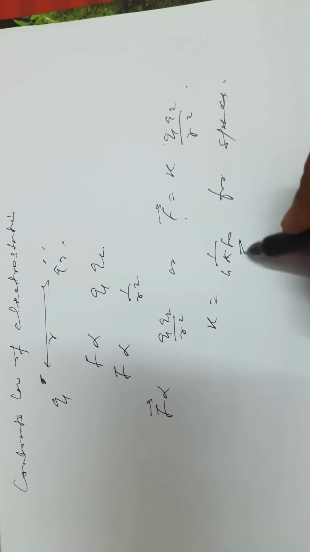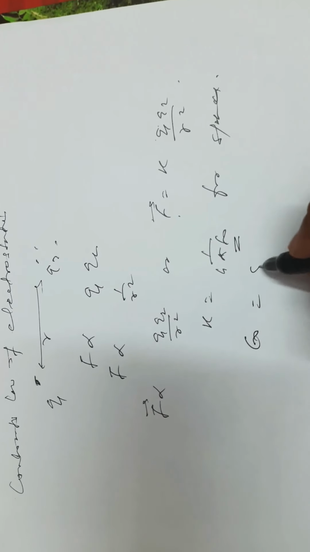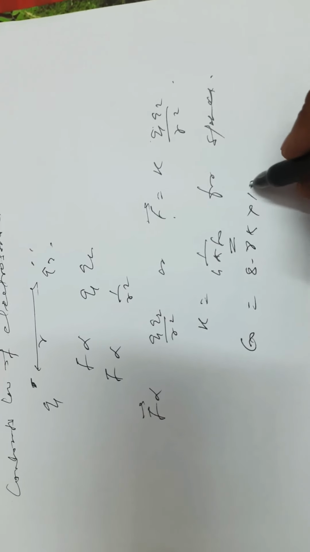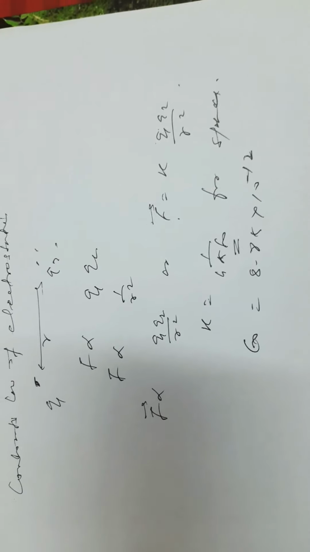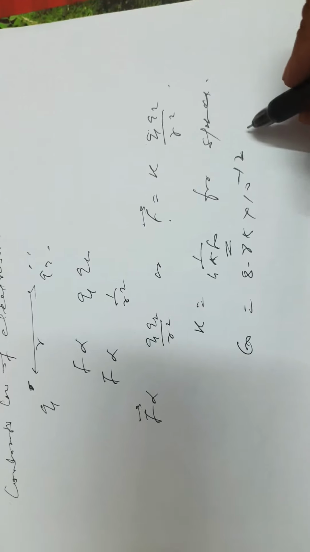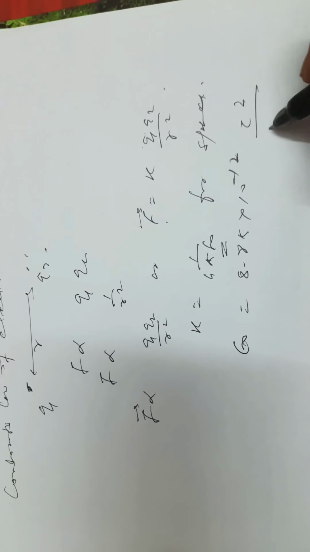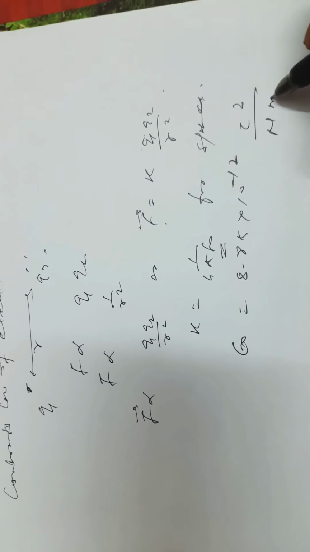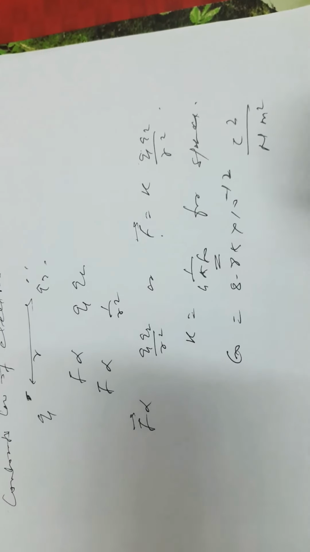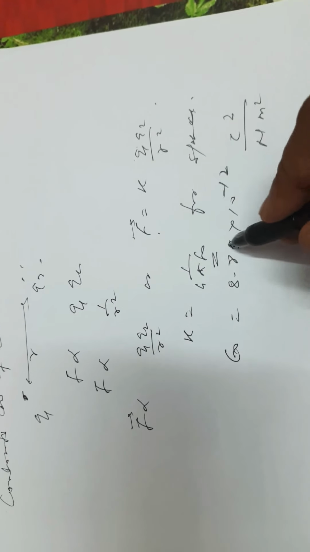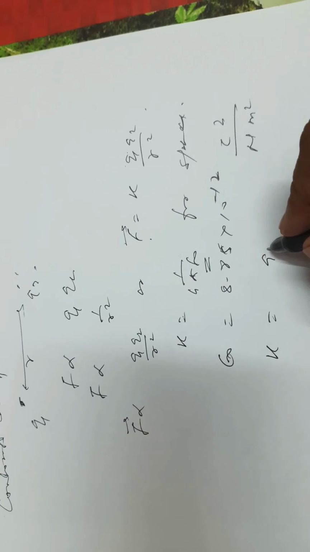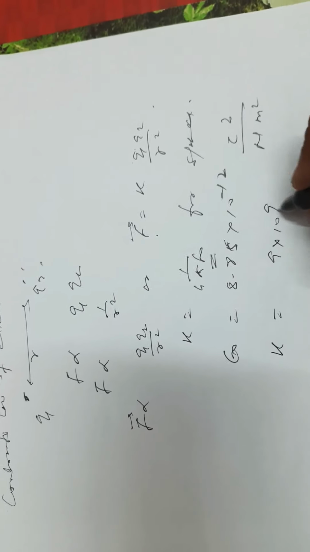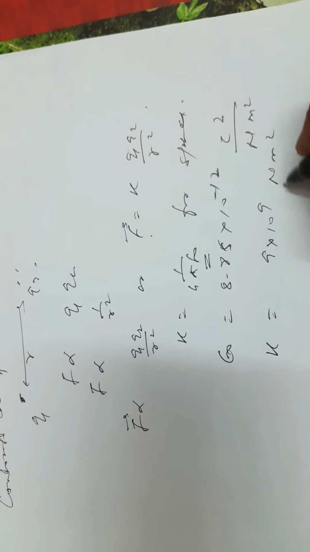Here the value of epsilon naught is given by 8.85 into 10 to the power minus 12 Coulomb square per Newton meter square. So this is the value of epsilon naught, and the value of K is 9 into 10 to the power 9 Newton meter square by Coulomb square.